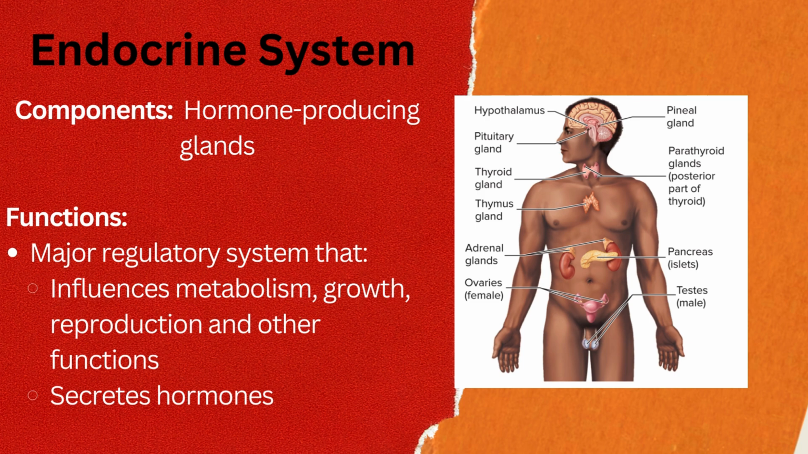The fifth body system, the endocrine system, is made up of hormone-producing glands. We will continue learning about this system in a later chapter. It functions as another regulatory system, but this one influences our metabolism, growth, reproduction, and other functions. And the main difference is that this endocrine system is the system that produces hormones. So it includes all those hormone-producing glands.